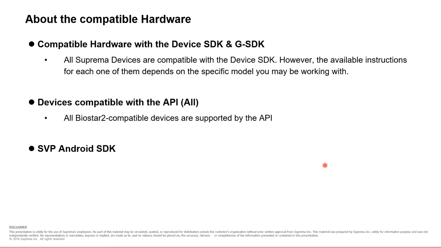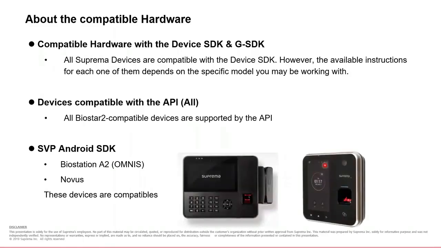In the case of the API, all the BioStar 2 compatible devices are supported by the API. And in the case of the SVP Android SDK, these two devices are the ones that you may be looking for: Novus and Omnis, which from the outside is a BioStation A2 that has been internally converted for being opened for programming so that you can access all the hardware available in the device. So that will be the one that we'll be calling Omnis.